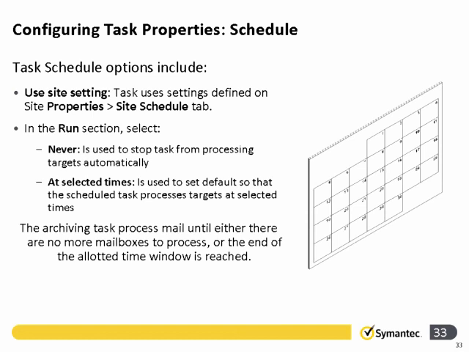Configuring the task to run at a particular period in time, you can have it use the site schedule. In an earlier lesson, we talked about how to set up the site schedule. You can also specify whether you wish it to run never or at the times that are highlighted in the site schedule. The archiving task processes mail until there are no more mailboxes to process or until the allotted window for archiving closes based upon the schedule.